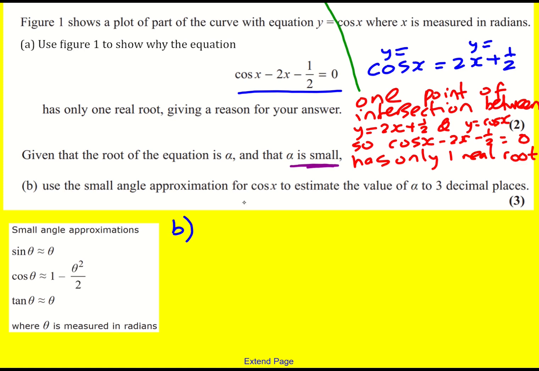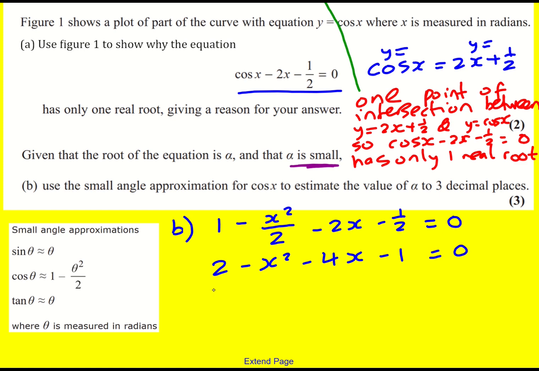Okay, so what we can do is say that 1 minus, and for us it's going to be x, so 1 minus x squared over 2 minus 2x minus a half is going to equal 0. I could say approximately, but I'm just going to go straight for equals here. I'm going to times through by 2. 2 minus x squared minus 4x minus 1 is equal to 0. And then make it so it's x squared plus 4x minus 1 is equal to 0. And I've got a quadratic that I can solve.